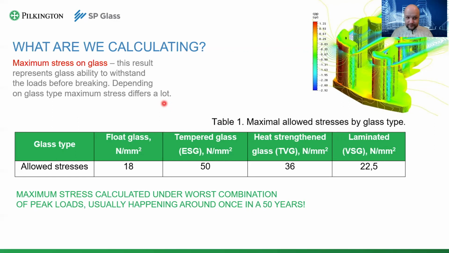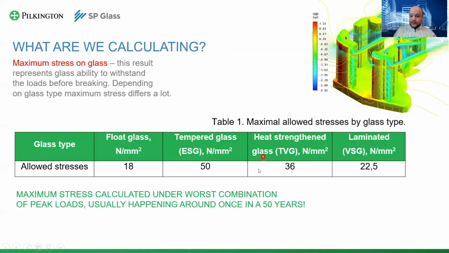First, the stress. This is the ability of the glass to withstand the load before breaking. As you can see in the table, every type of glass has a different maximum stress which it can withstand before breaking. So this is a numerical representation of how strong the glass is. As you can see, normal float can withstand something like 18 Newton per square millimeter, while tempered glass has a much higher ability. That's why we value it a lot for its durability.